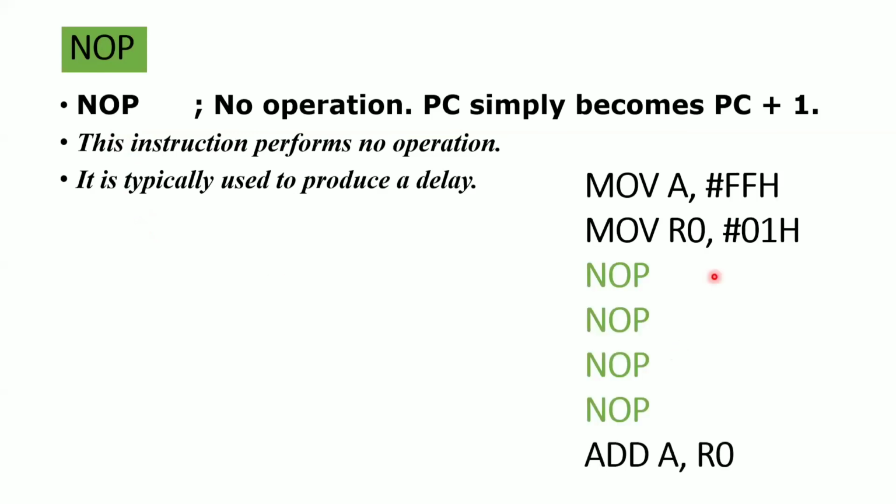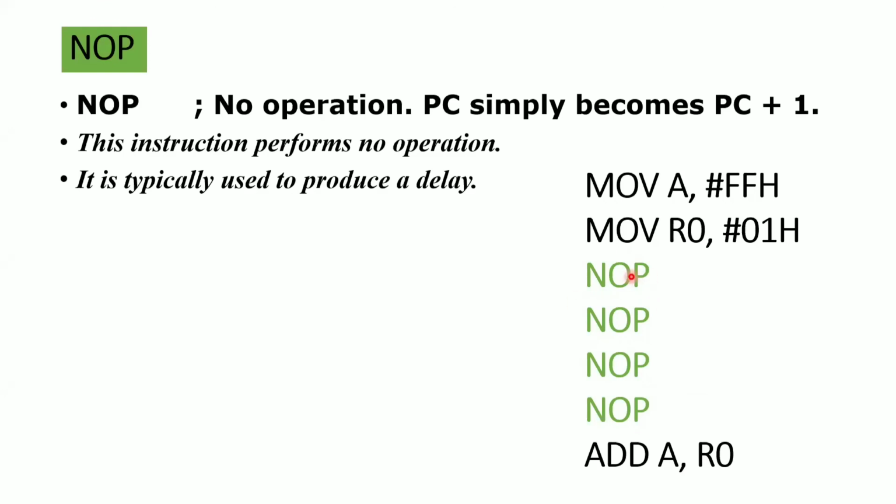Now see here, I have taken an example. MOV A, #FFh, that means FFh is loaded into your A register, and similarly MOV R0, #01, so 01 is loaded into your R0. Now you want to perform the addition operation between these two numbers, but you want some delay between these instructions. You can use your timer to generate the delay, or you can use this instruction called no operation. Whenever you write NOP, NOP, NOP, it will simply execute these instructions and generate some delay.